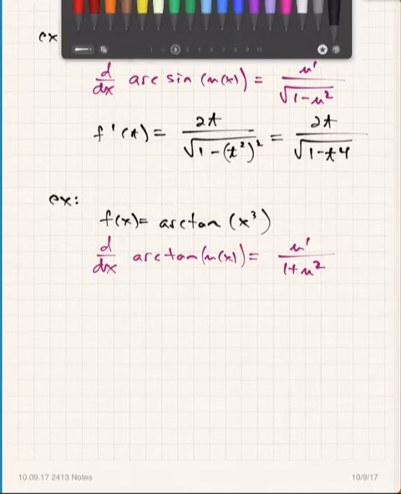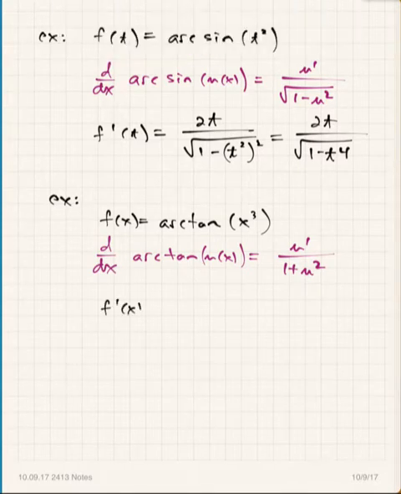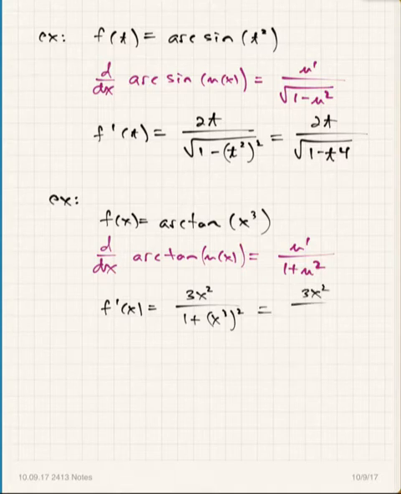So in our problem, f prime of x, u in this case would be x cubed. So it'd be u prime, that'd be 3x squared over 1 plus x cubed squared. And so that would be 3x squared over 1 plus x to the 6th. And that would be our derivative function there. All right, doing very good here. So next problem, f of x is x arc cosine of x.